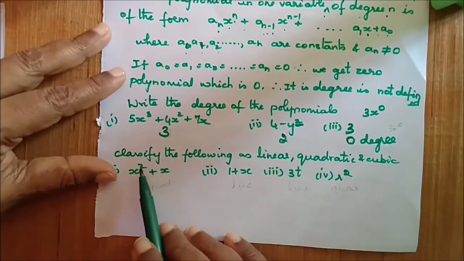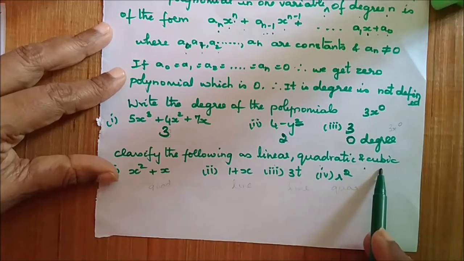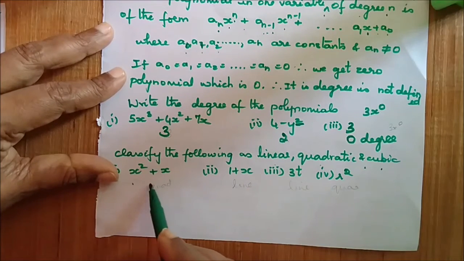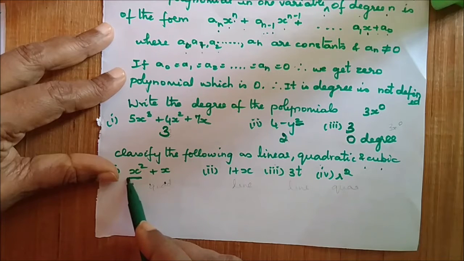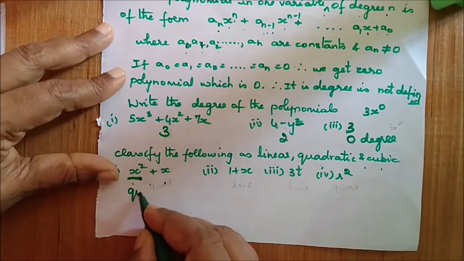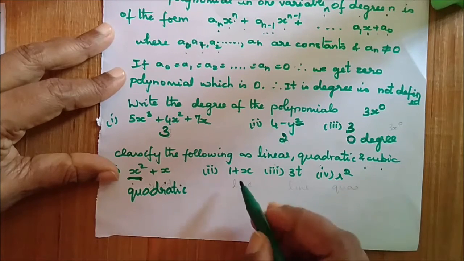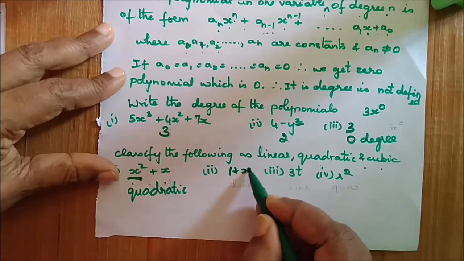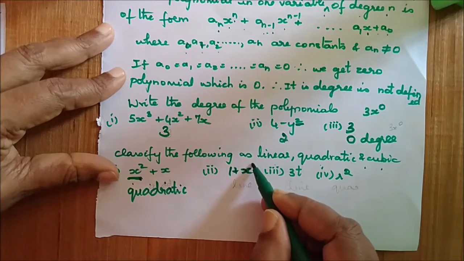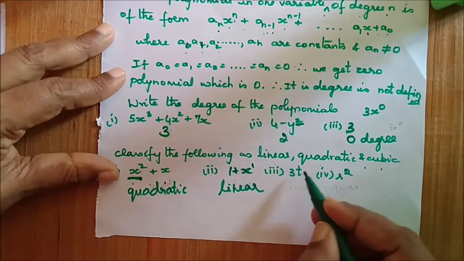Now we will go to this question. Classify the following as linear, quadratic and cubic. Now x squared plus x. So what is the highest power of x here? It is 2. So this is a quadratic polynomial. I hope you understood this. In this case 1 plus x. What is the highest power of x in this? 1. So this is a linear polynomial.